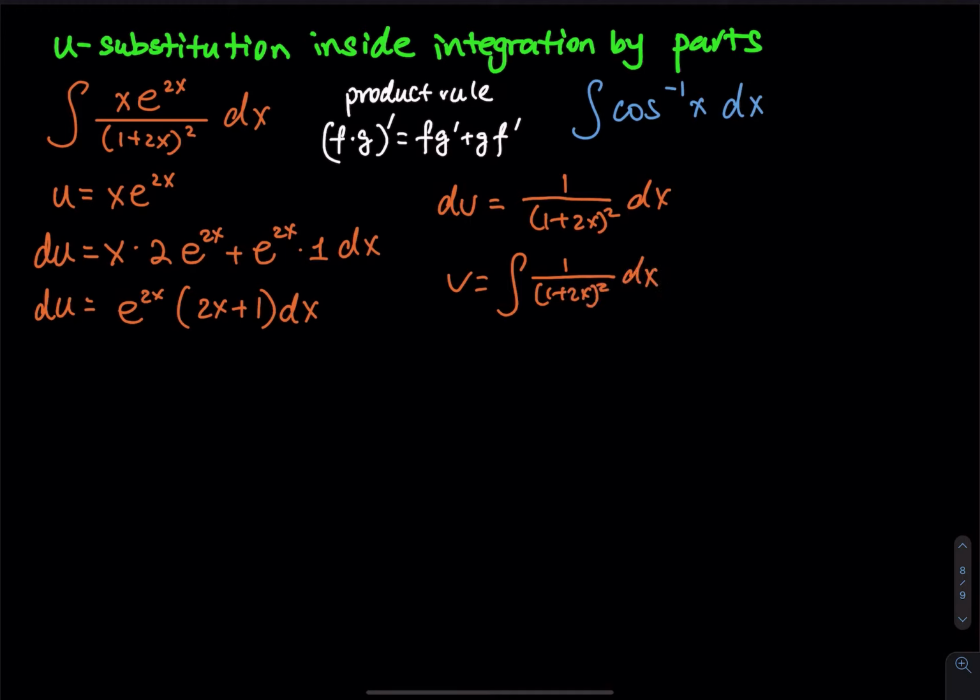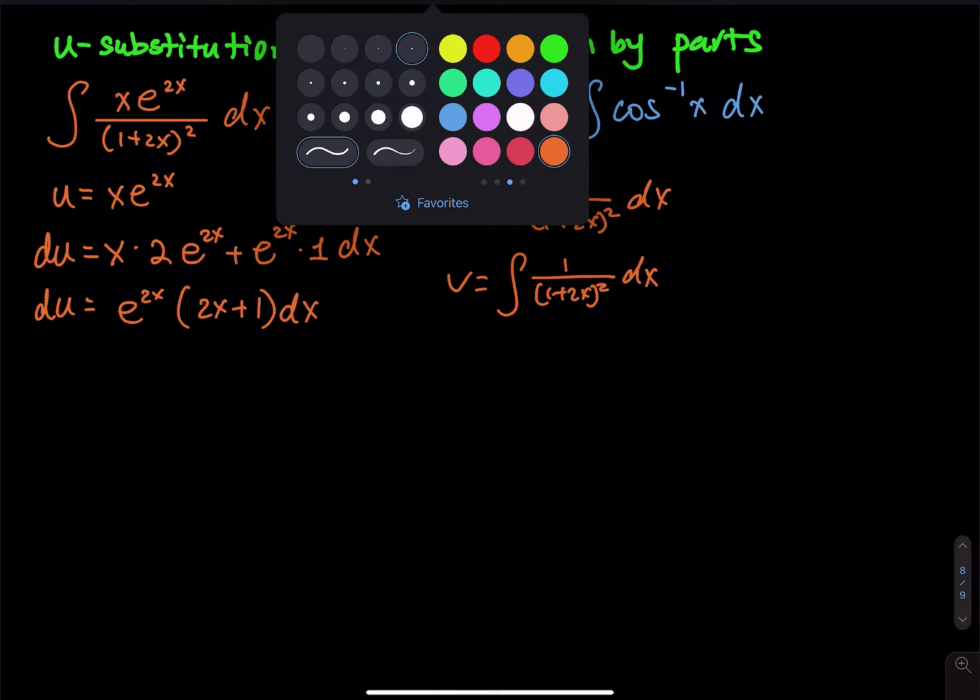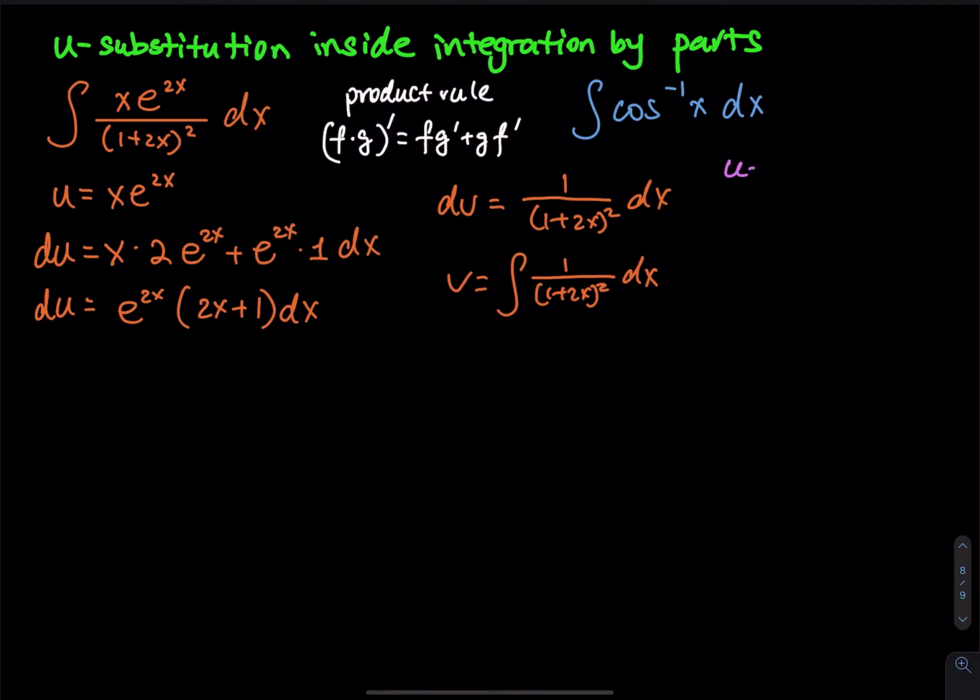And then v is equal to the integral of 1 over (1 plus 2x) squared dx. So this one you will have to do a U substitution. This one, the U substitution is not too obvious. So let's do a U substitution. I'm going to let U equal to, again, but this U has nothing to do with the U that we use in integration by parts. So the U substitution is only for this integral. We let U equal to the linear function 1 plus 2x, and then du is equal to 2 dx.